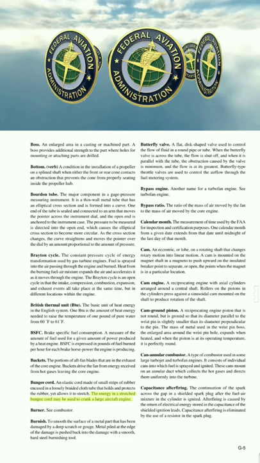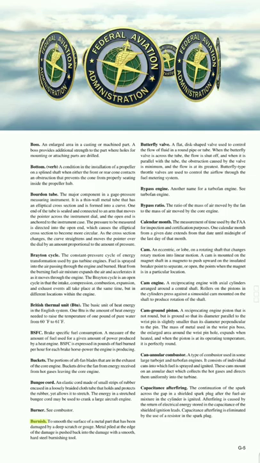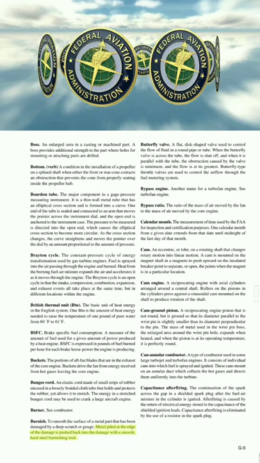Burner. See combustor. Burnish. To smooth the surface of a metal part that has been damaged by a deep scratch or gouge. Metal piled at the edge of the damage is pushed back into the damage with a smooth, hard steel burnishing tool.